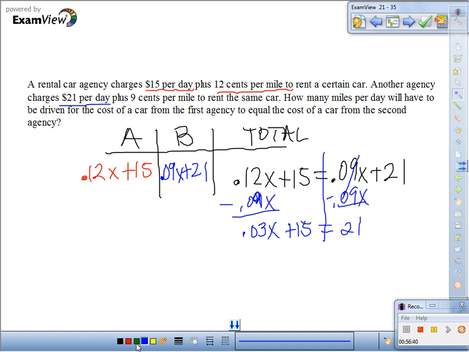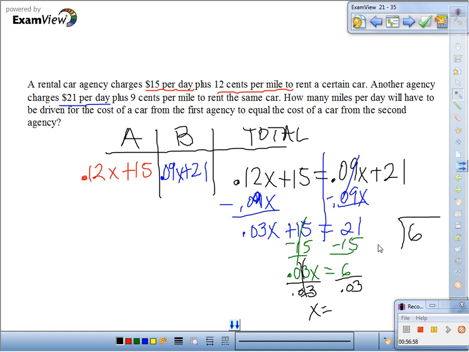Plus, 21 minus 15, 0.03x equals 6. And lastly, divide by 0.03, divide by 0.03, x equals, let's see, 6 divided by 0.03. Move the decimal twice, add 2 zeros here, get rid of this one. 3 fits into 6 twice, that's 6, subtract, 0, 0, 0, 0. So x is 200. That's how many what?